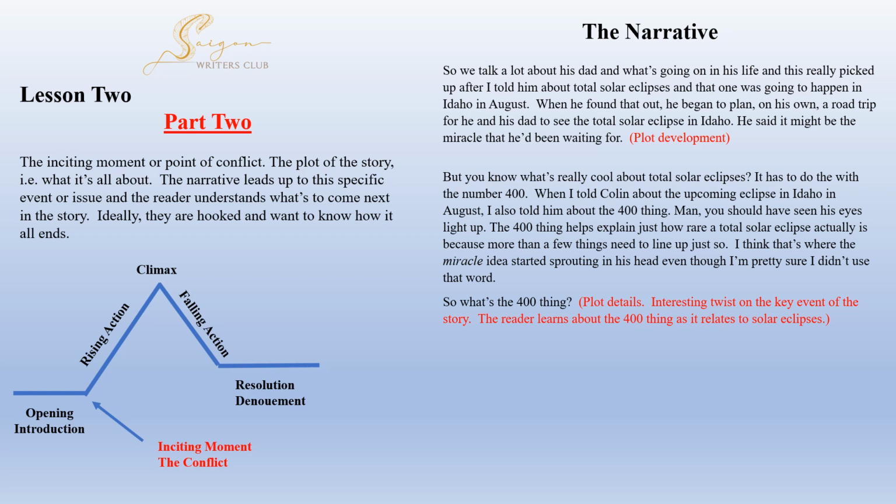But you know what's really cool about total solar eclipses? It has to do with the number 400. When I told Colin about the upcoming eclipse in Idaho in August, I also told him about the 400 thing.